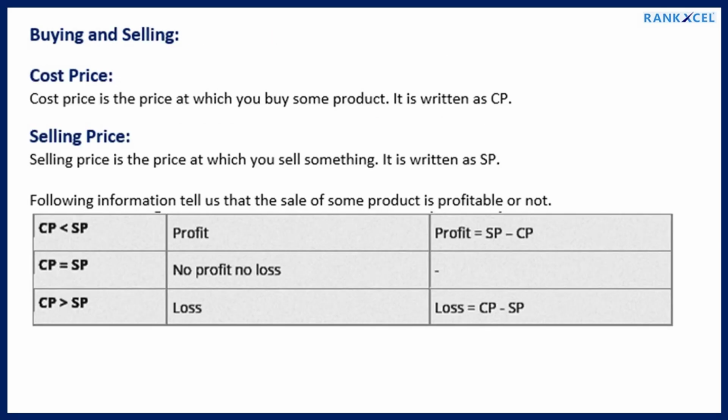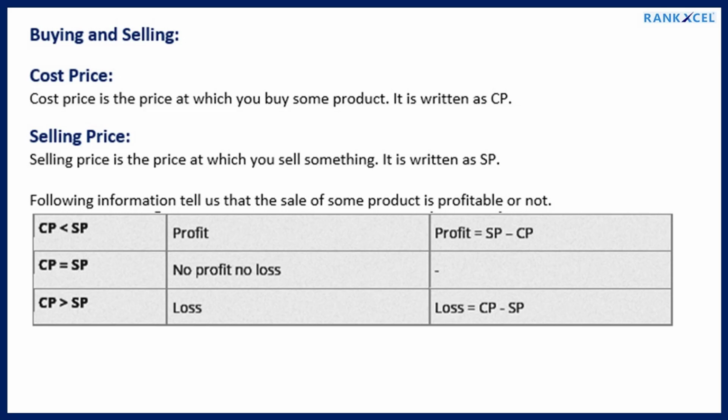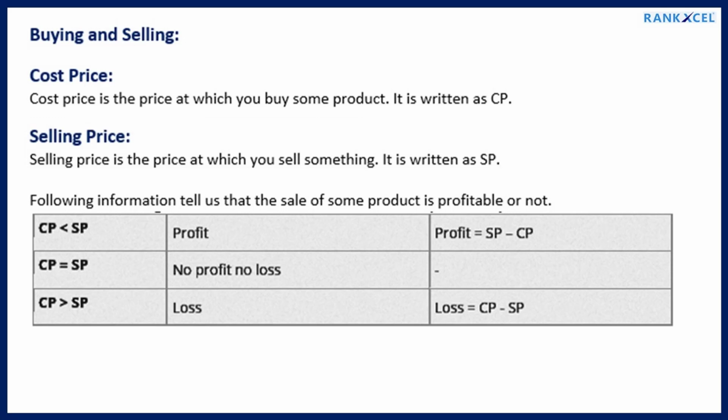Buying and selling. Cost price. Cost price is the price at which you buy some product. It is written as CP. Selling price. Selling price is the price at which you sell something. It is written as SP. The following information tells us whether the sale of some product is profitable or not.